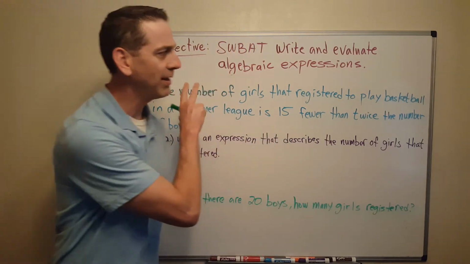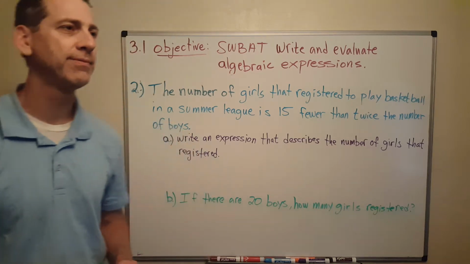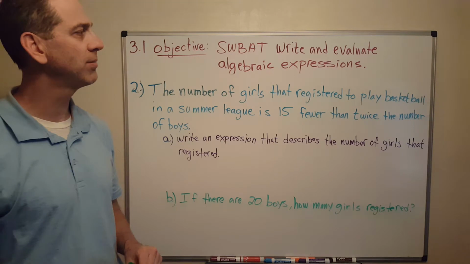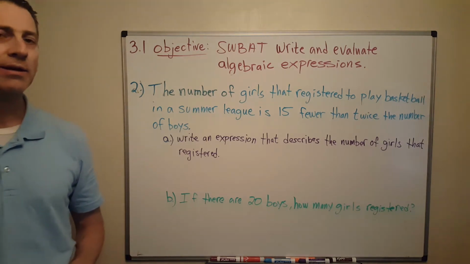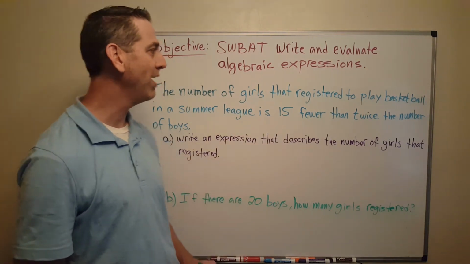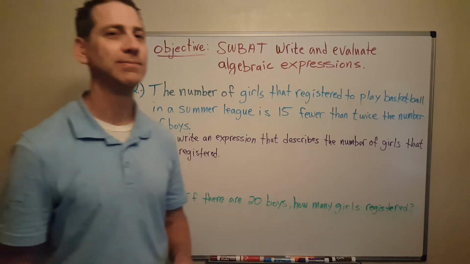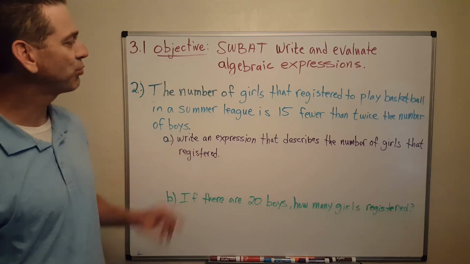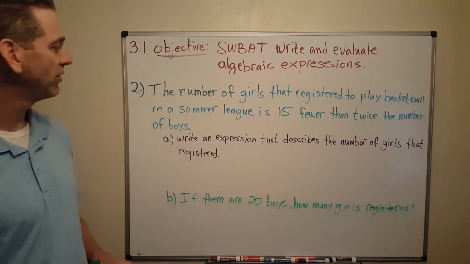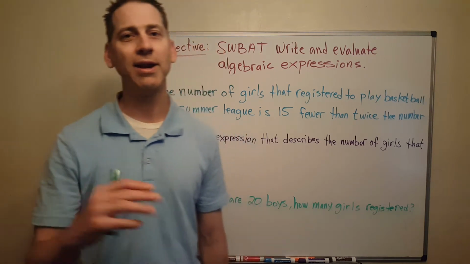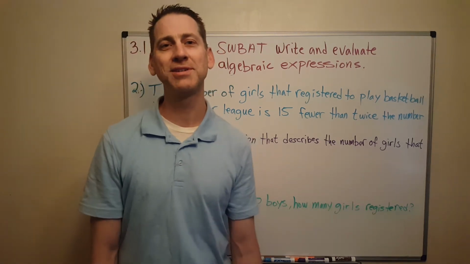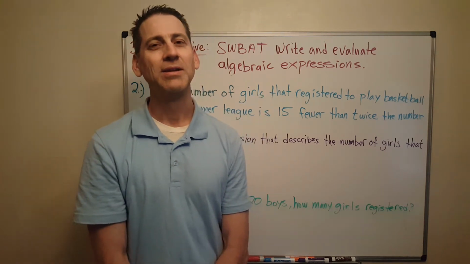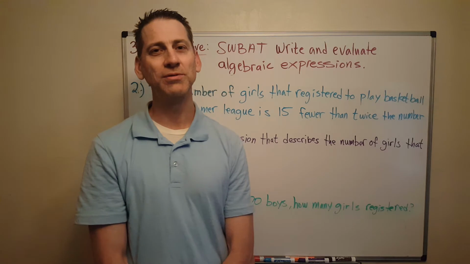Okay, so let's take a look at this problem. So we have a basketball league. The number of girls that registered to play basketball in a summer league is 15 fewer than twice the number of boys. That's our situation. Write an expression that describes the number of girls that registered. So, do you remember the first step in these translation problems? Define your variables.